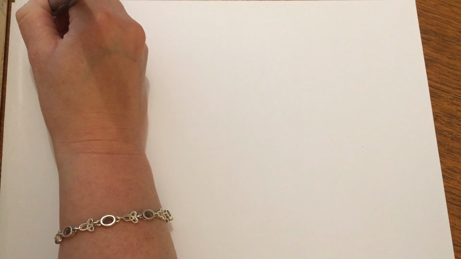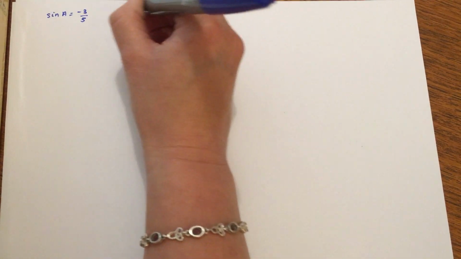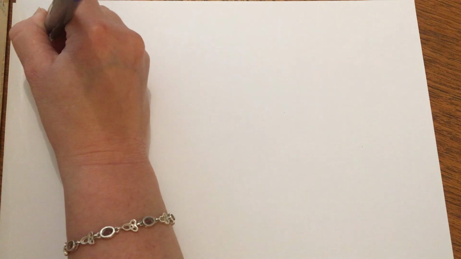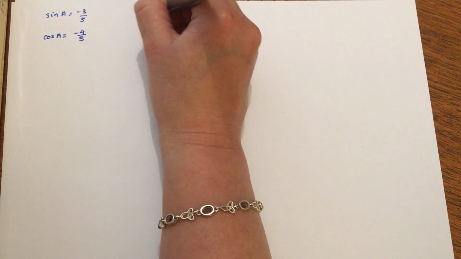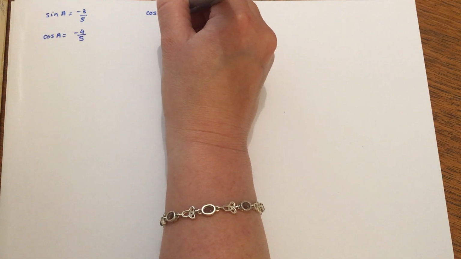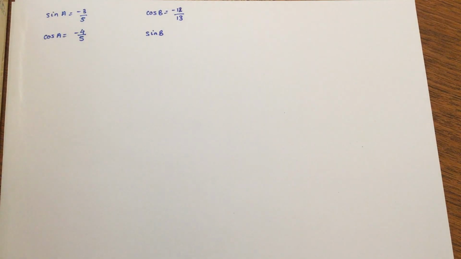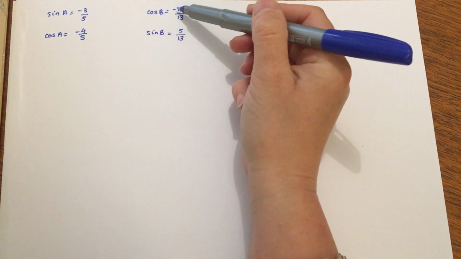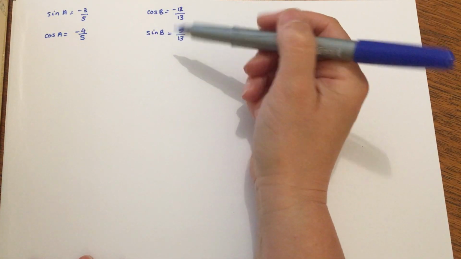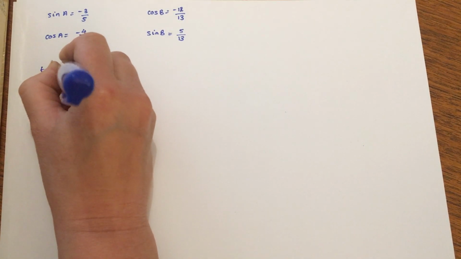So what do we know so far? We've already worked out that sine A, or they tell us, was minus 3/5. And we worked out that cos A is minus 4/5. It told us in the question that cos B was minus 12/13, and we worked out that sine B was 5/13. So those are the things we were given, and those are the things that we had to work out. And now it's asking us to work out tan of A plus B.